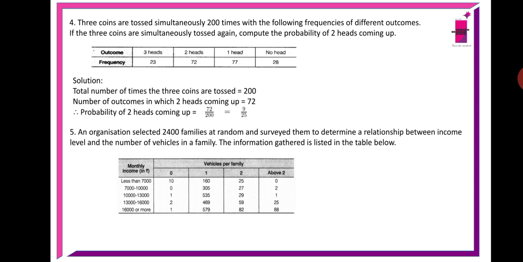Question number 5. An organization selected 2400 families at random and surveyed them to determine a relationship between income level and the number of vehicles in a family. The information gathered is listed in the table below. You can see, less than 7,000, 10 families do not have a vehicle, 160 families have 1 vehicle, 25 families have 2 vehicles, and no family has more than 2 vehicles. Like that you have a table for different income sectors.